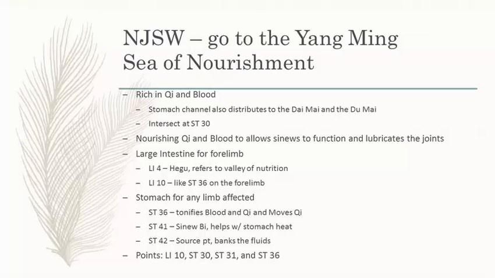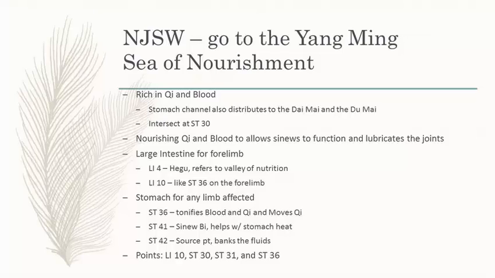But when I was thinking about this, I can see a way that these can be related. The Chong Mai does give rise to the Du and the Ren. Okay, the Chong Mai is the first extraordinary vessel that actually forms in the body. Out of the Chong comes the Ren and the Du. And the Chong Mai, where it becomes exteriorized in the body, is at stomach 30. So stomach 30 is definitely an intersecting point with the Chong.